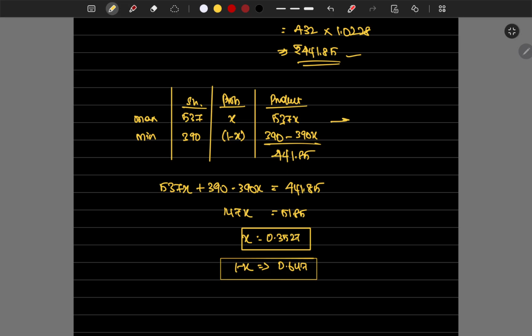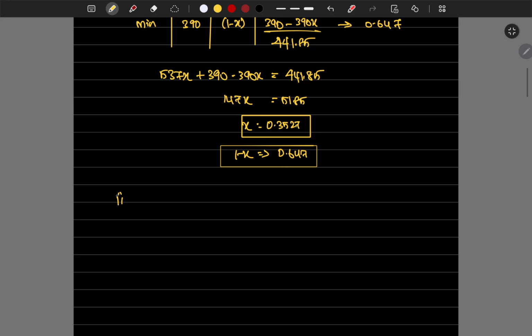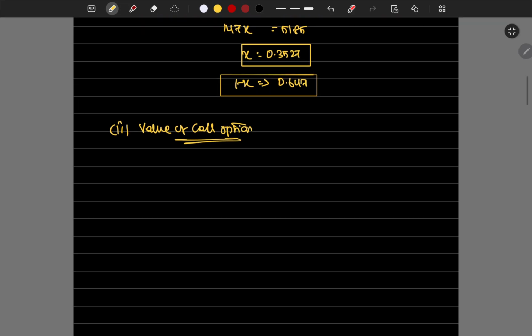What's the maximum probability? 0.3527. What's the minimum probability? 0.647. Now let's get into the calculation of the value of the call option. How to calculate the value of the call option? Same as how we do the net of structure. The same structure we have to put here.